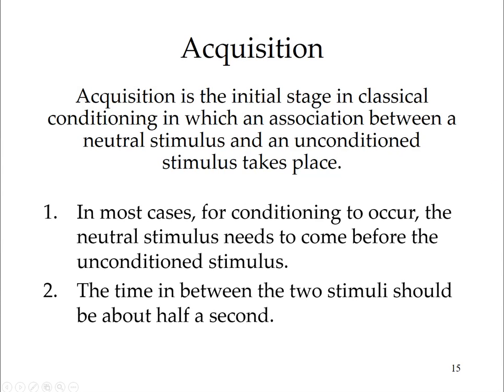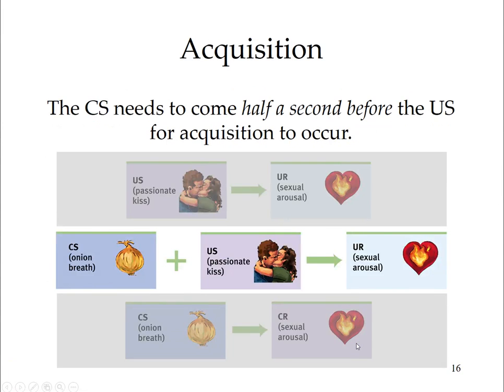In most cases, for conditioning to occur, the neutral stimulus needs to come before the unconditioned stimulus. The time in between the two stimuli should be about half a second. Now what we're going to discuss is the timing requirements for the initial learning of a stimulus response. The response is initially learned best when the conditioned stimulus is presented a half second before the unconditioned stimulus. This finding demonstrates how classical conditioning is biologically adaptive.